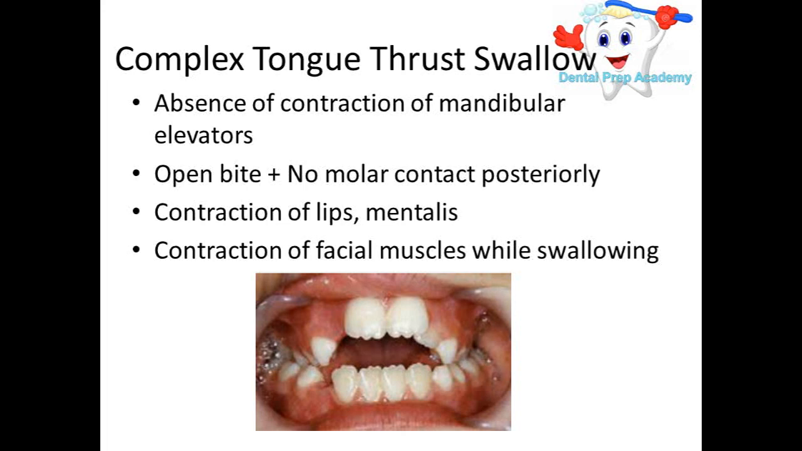But a noteworthy thing to note here is that complex tongue thrusting is not necessarily due to the tongue. It can be due to other reasons as well, wherever there is a condition of poor intercuspation and instability of occlusion.